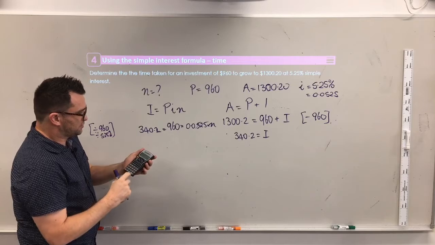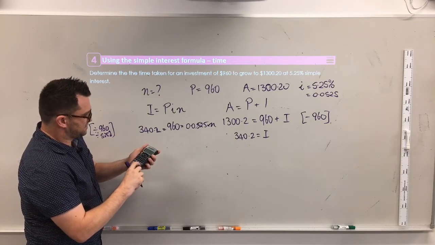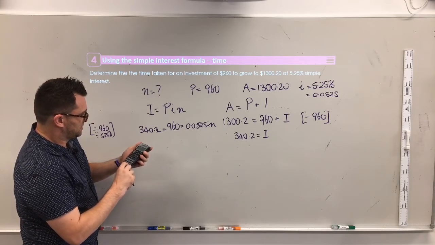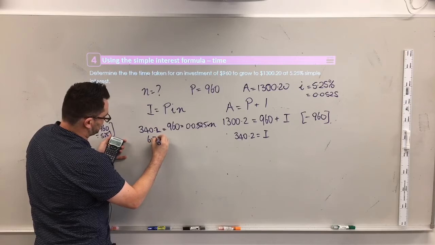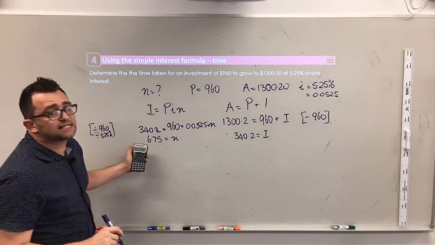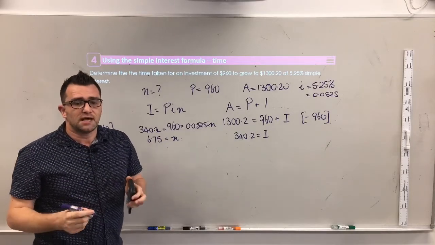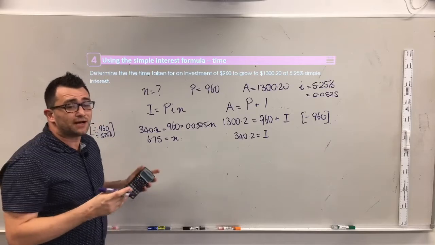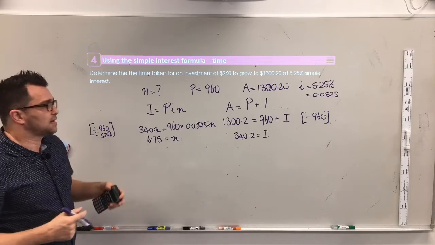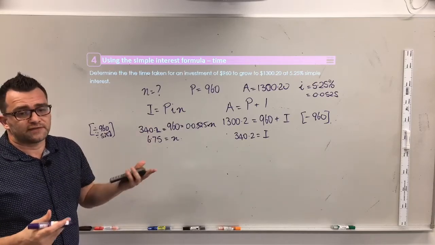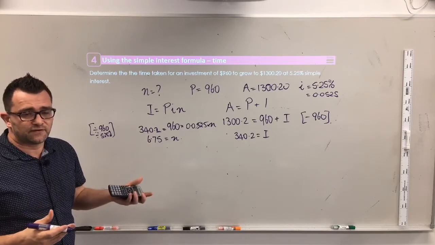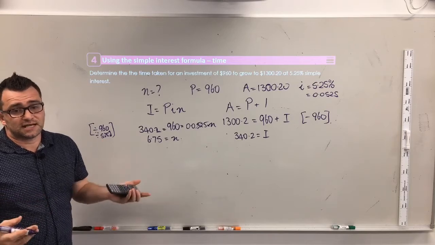So in our calculator, 340.2 divided by 960 divided by 0.0525 gives me 6.75 equals N. So it's going to take 6.75 terms, and so often, because that is a part of a term, we would round up and say, well, that will take 7 terms. Unless we could actually pull it out earlier, then you could specify it into a less time. So if it was in years, potentially we could be 6.75 years. So that would be 6 years and 9 months.